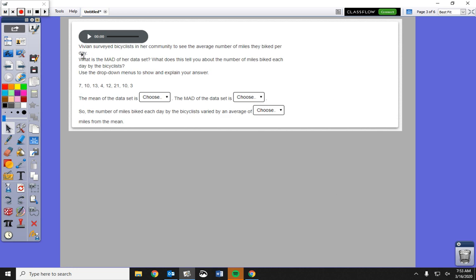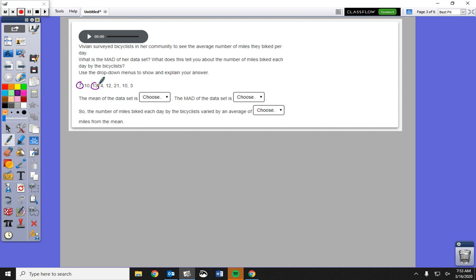Okay, Vivian surveyed bicyclists in her community to see the average number of miles they biked per day. What is the M.A.D. of her data set? What does this tell you about the number of miles biked each day by the bicyclists? Use the drop-down menu to show and explain your answer. Okay, first, again, we have to calculate the mean. I'm going to try to chunk some of these.